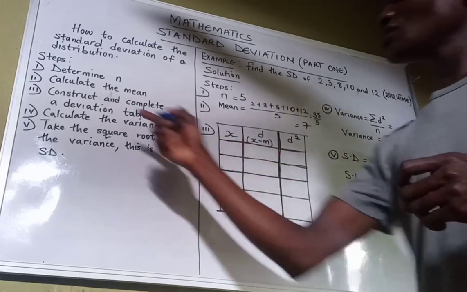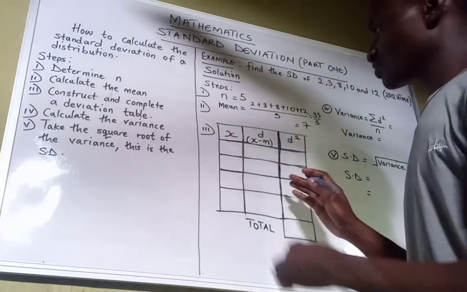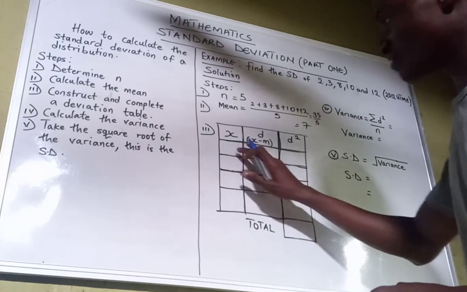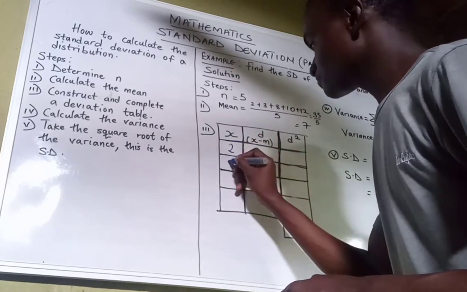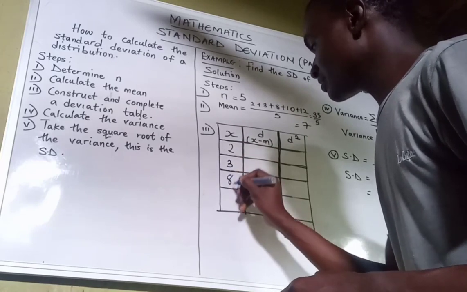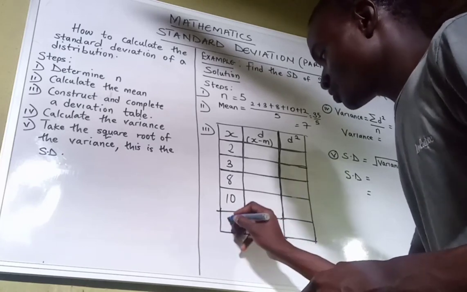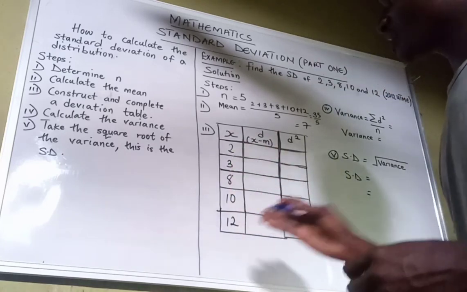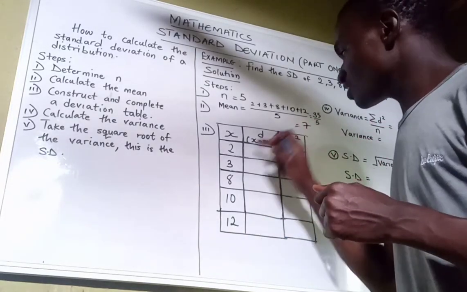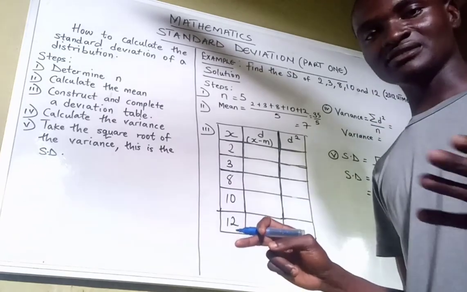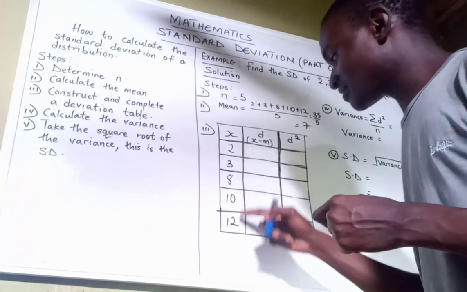The next thing is to construct and complete a deviation table for this distribution. All the numbers we are given will be written in the first column. We have 2, 3, 8, 10, and 12. These are the numbers we were given. The next thing is to calculate the deviation of all these numbers from the mean. How do we do that? We take away the mean from each of these numbers.